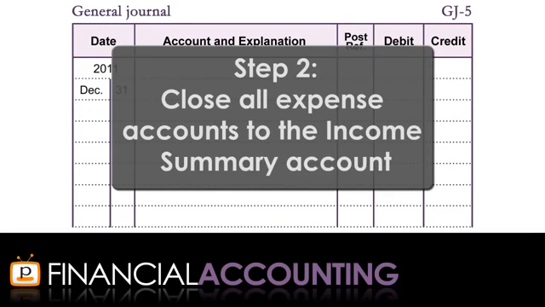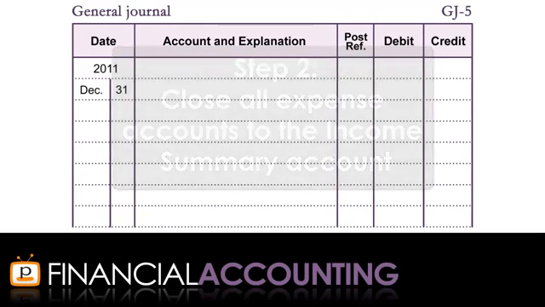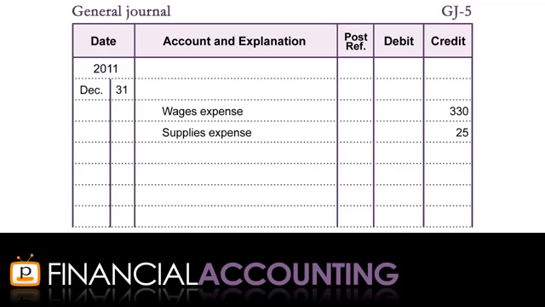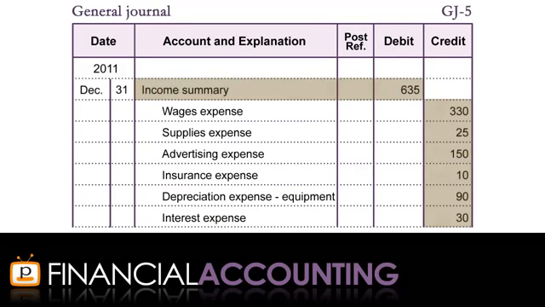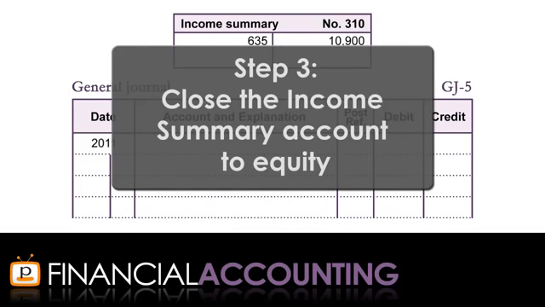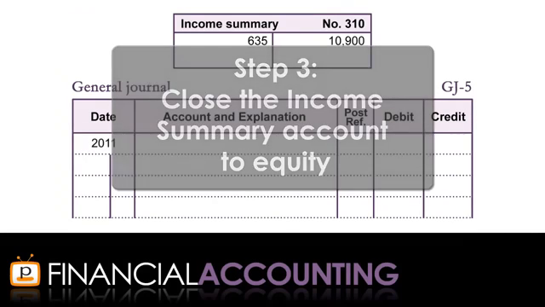Step 2 involves closing the balance of the expense accounts to the income summary account. Each expense account in the ledger is credited to the value of its ending balance, resulting in each expense account having a zero balance. The sum of the expenses of the business is debited to the income summary account to complete the journal entry. Step 3 involves calculating the balance of the income summary account to work out if a net income or a net loss has occurred.